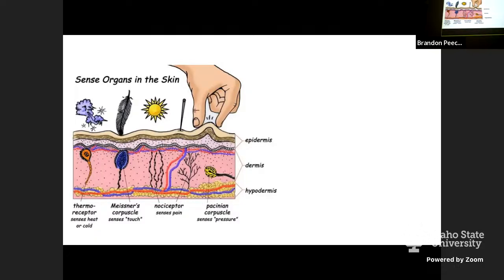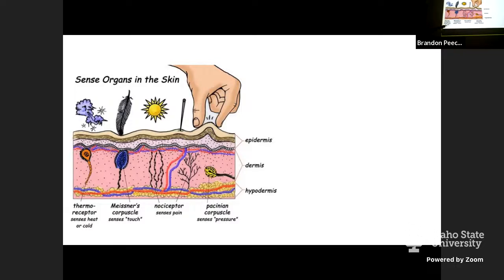Here's just a good example of what human skin is like. Most mammal skin is like this. Within your skin, any little square part of it, you have all kinds of receptors. You can sense pressure, you can sense heat, you can sense pain.